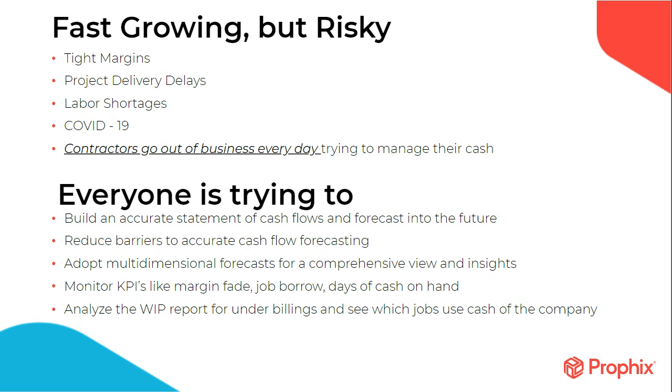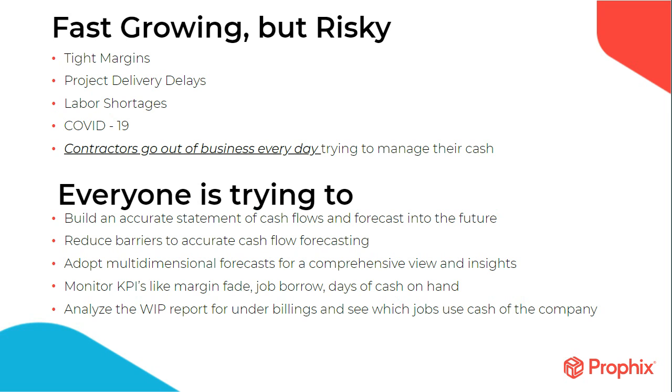They can't look at cash management the way they always have. Now they have to adopt a multidimensional approach to forecasting to gain a comprehensive view and insights that they need. Contractors need to be watching key KPIs like margin paid, job borrow, and days of cash on hand, and they need to be doing this daily or weekly, not just monthly or quarterly. I even saw in some of the comments that some of the contractors on this webinar are watching their cash every day.